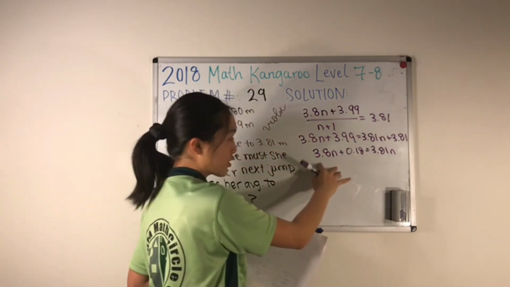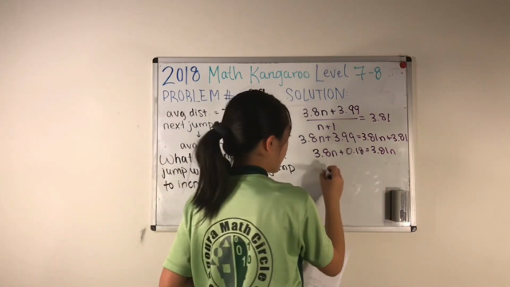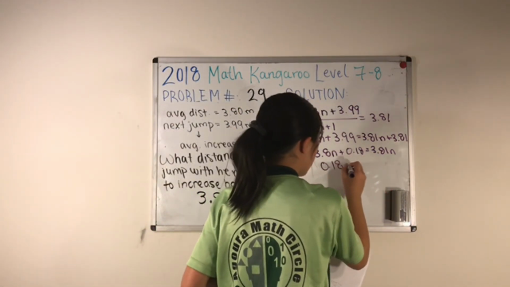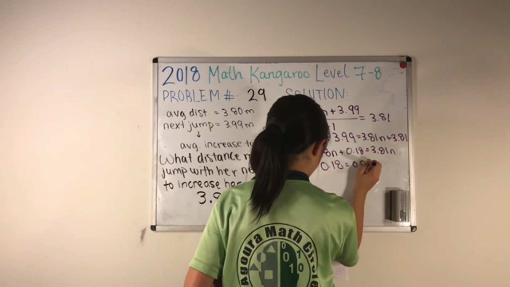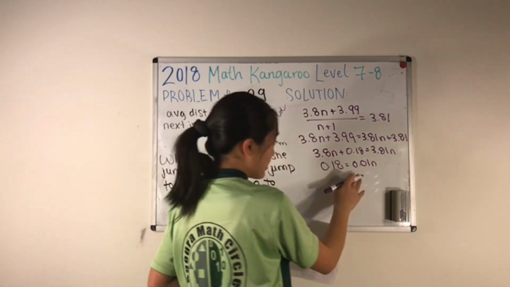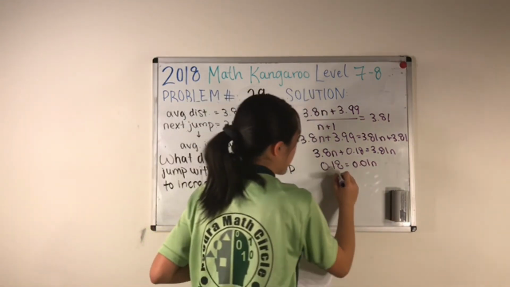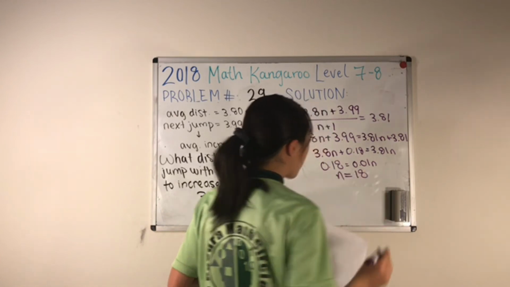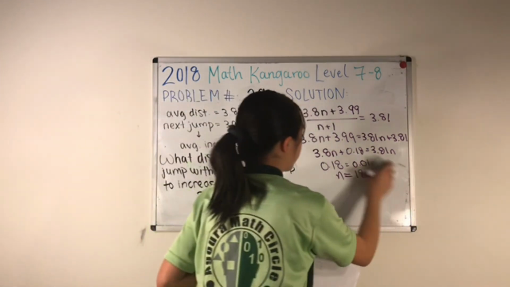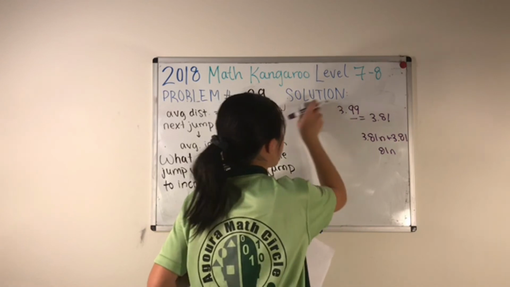If we subtract the 3.8n from both sides, we get 0.18 is equal to 0.01n. And that means if we calculate this, n equals 18. So she has done 18 jumps so far. So now that we have that, let's move on to the next part.